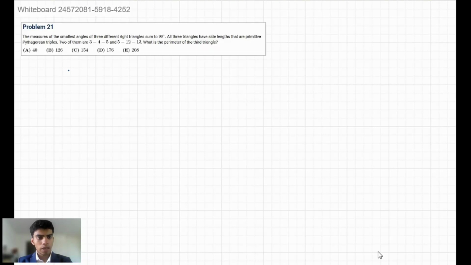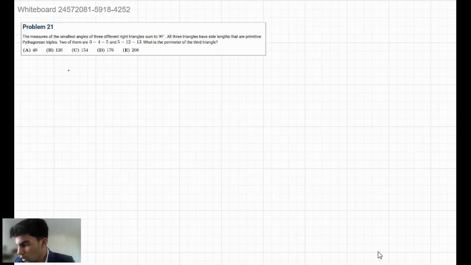All right, let's take a look at problem number 21 of the 2024 AMC 12B of last year. The problem reads: the measures of the smallest angles of three different right triangles sum to 90 degrees. All three have side lengths that are primitive Pythagorean triples. Two of them are 3, 4, 5, and 5, 12, 13. What is the perimeter of the third triangle?